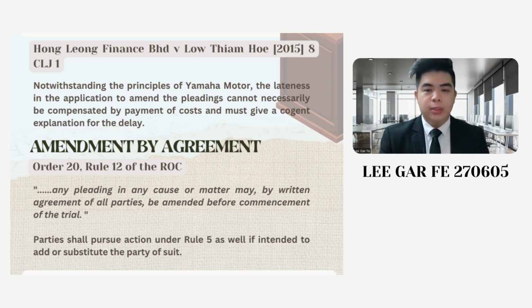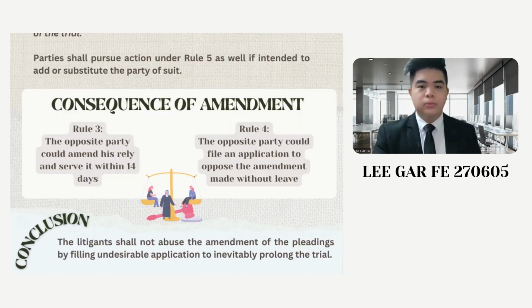Moving on, the amendment of pleadings made under Order 20 Rule 12 of the ROC is rather straightforward, in which the pleadings, including the cause of action, may, by written agreement of all the parties, be amended before the commencement of the trial. Yet, it is noteworthy that if a party wishes to make an amendment which consists of an addition or substitution of parties, he shall still need to pursue his action under Order 20 Rule 5 of the ROC to seek leave from the court.